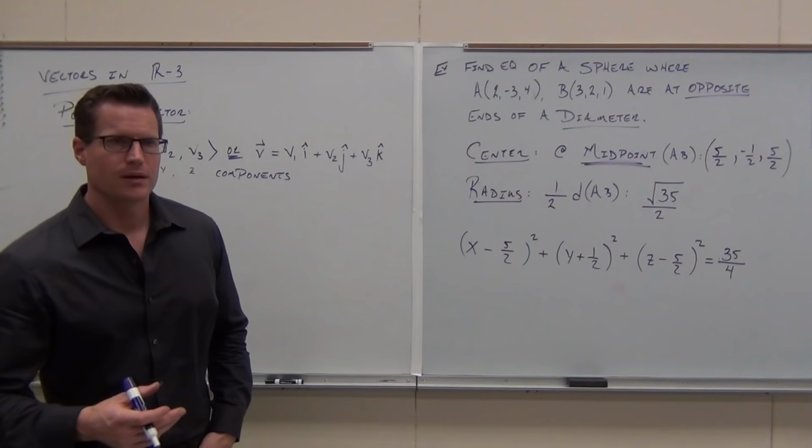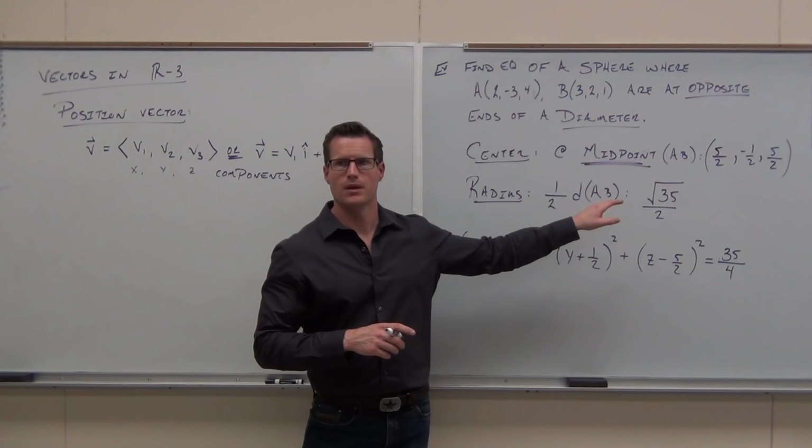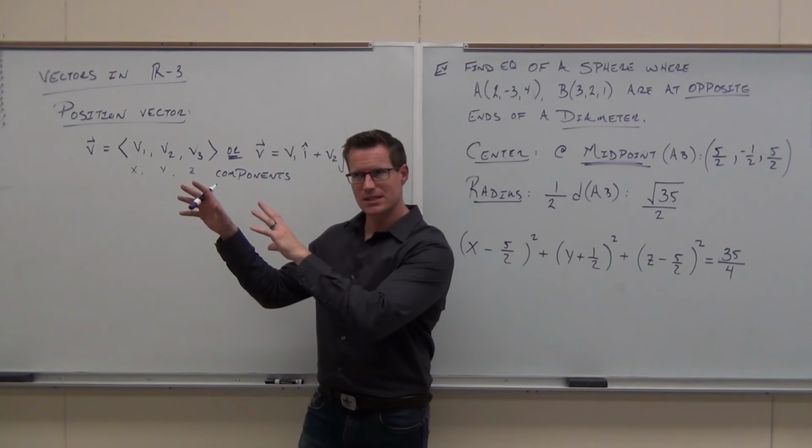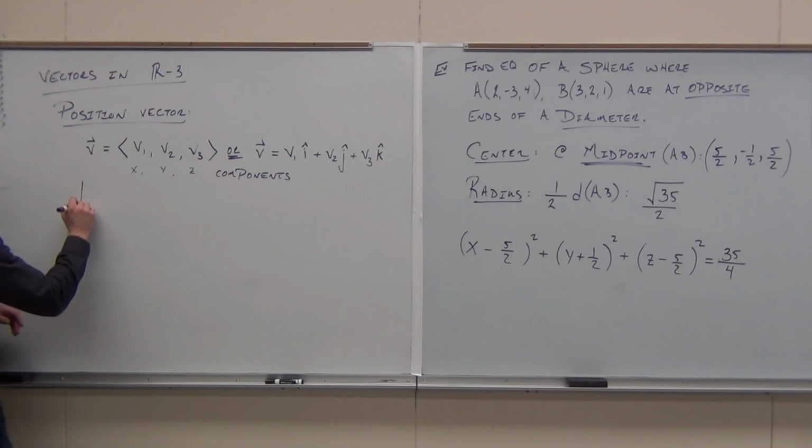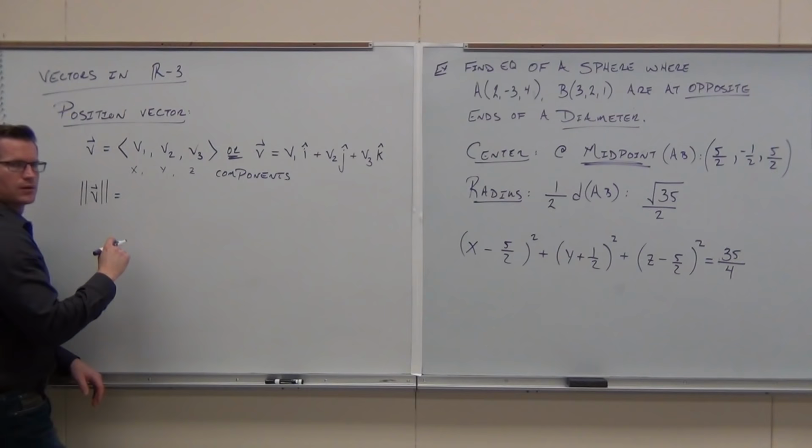Now, if you remember talking about the distance formula, it was really similar to 2D, which means the distance formula for vectors. What do you call a distance formula for the distance of a vector? The magnitudes would be virtually identical, which is really nice. So if we wanted to find the magnitude of a vector, what do you think you're going to do?